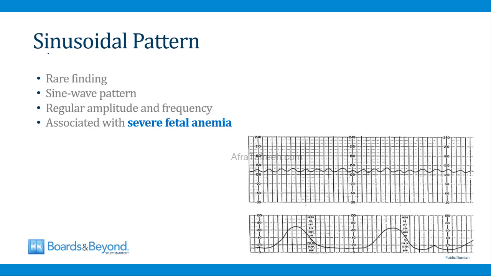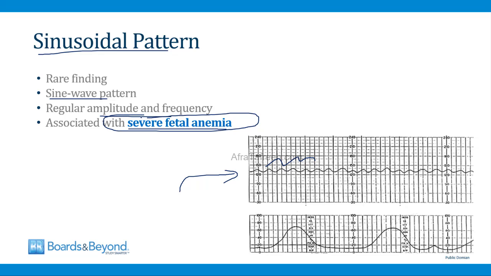A rare pattern on the fetal heart rate tracing, but one that you should definitely know for your board exams, is the sinusoidal pattern. This refers to a sine wave-like pattern with regular amplitude and frequency. This is an example of one shown on the screen here. You can see that the fetal heart rate is going up and down like a sine wave. And this finding is very rare, but when you do see it, it's an ominous finding associated with poor outcomes, and it's usually due to severe fetal anemia, and this is what you want to know for your board exams.